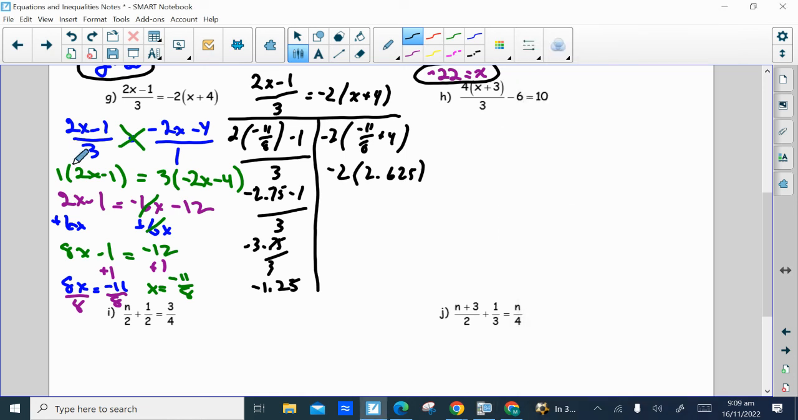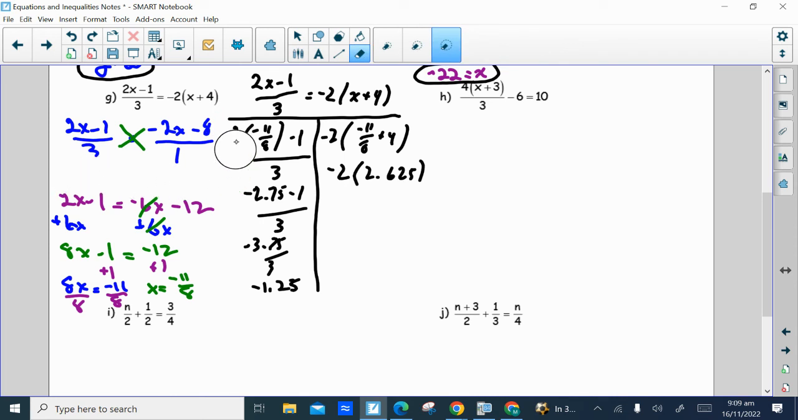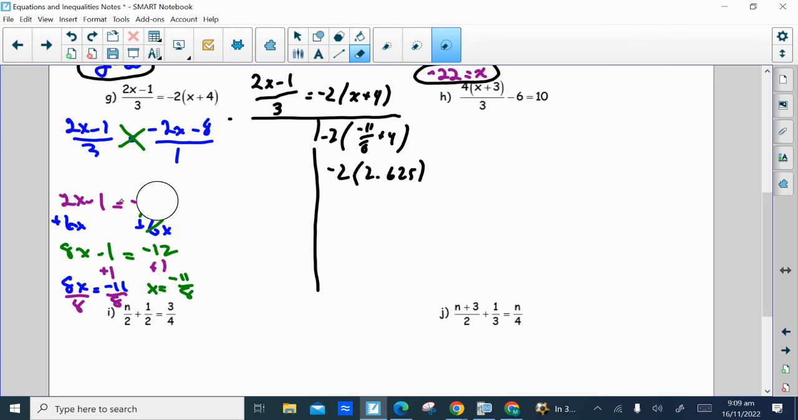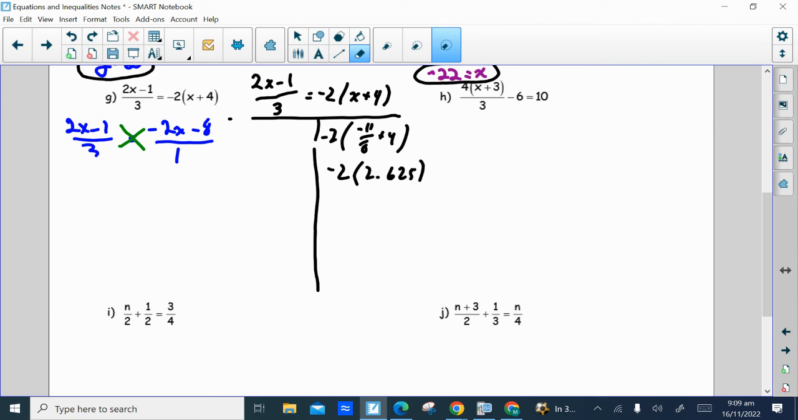I've got the 2x minus 3, 2x minus 1 over 3 equaling, when I multiply this out, negative 2 times x is negative 2x, negative 2 times 4. There's my mistake right there. That's negative 8. That's negative 8, not negative 4. So I have to go back and refinish this, or redo it. And sometimes that happens. And that's why the check is so important.